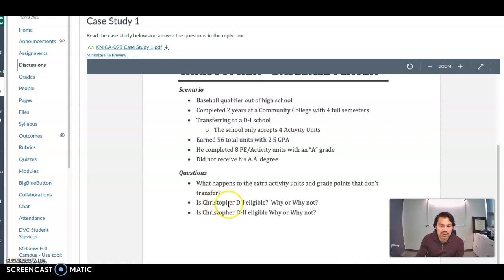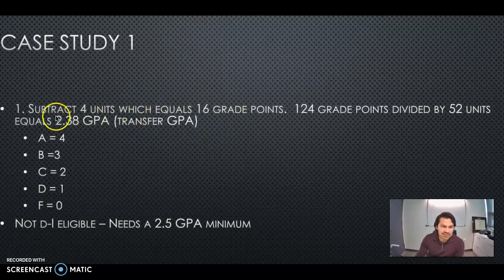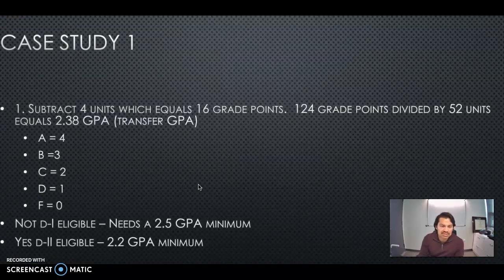So that question 2, it says, is Christopher D1 eligible? Why or why not? So he is not eligible because he needs a minimum of a 2.5 GPA. So we did all these calculations to get a true GPA because he had 4 extra activity units that we had to separate and then calculate the true GPA. So it was under 2.5. And then it asks, is Christopher D2 eligible? Why or why not? So yes, he is, because for D2 schools you only need a 2.2 GPA.